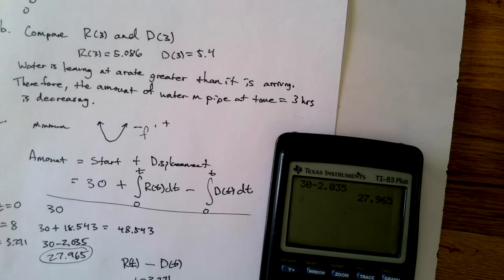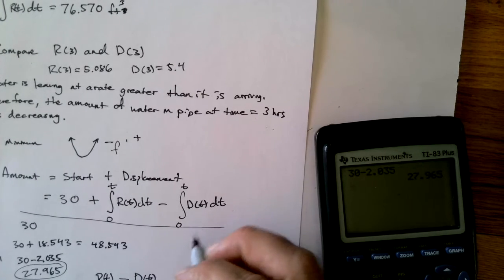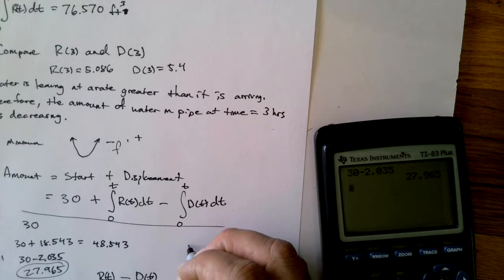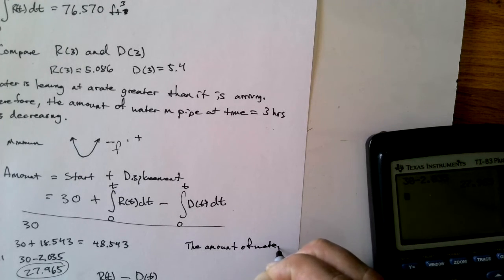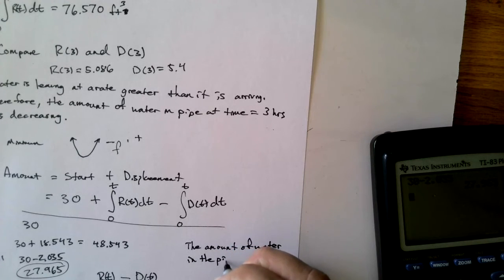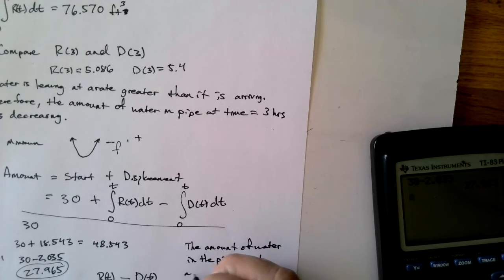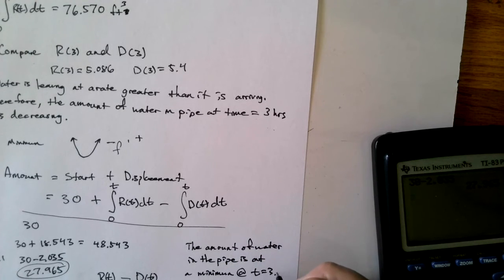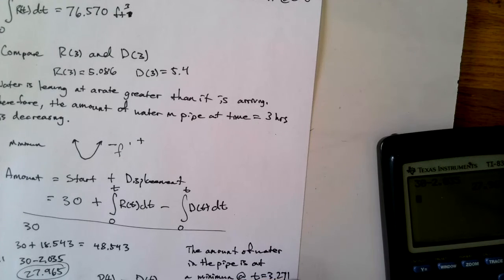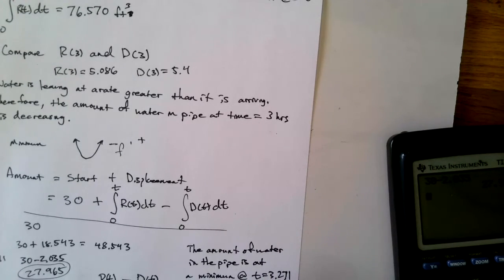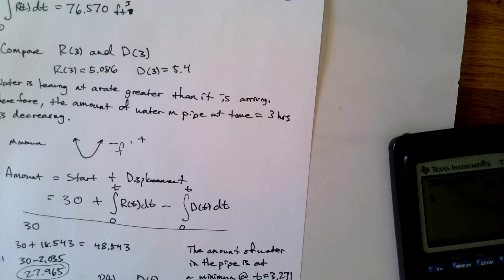The answer is that the amount of water in the pipe is at a minimum at time equals 3.271, and the amount is 27.965 cubic feet. And there you have it.